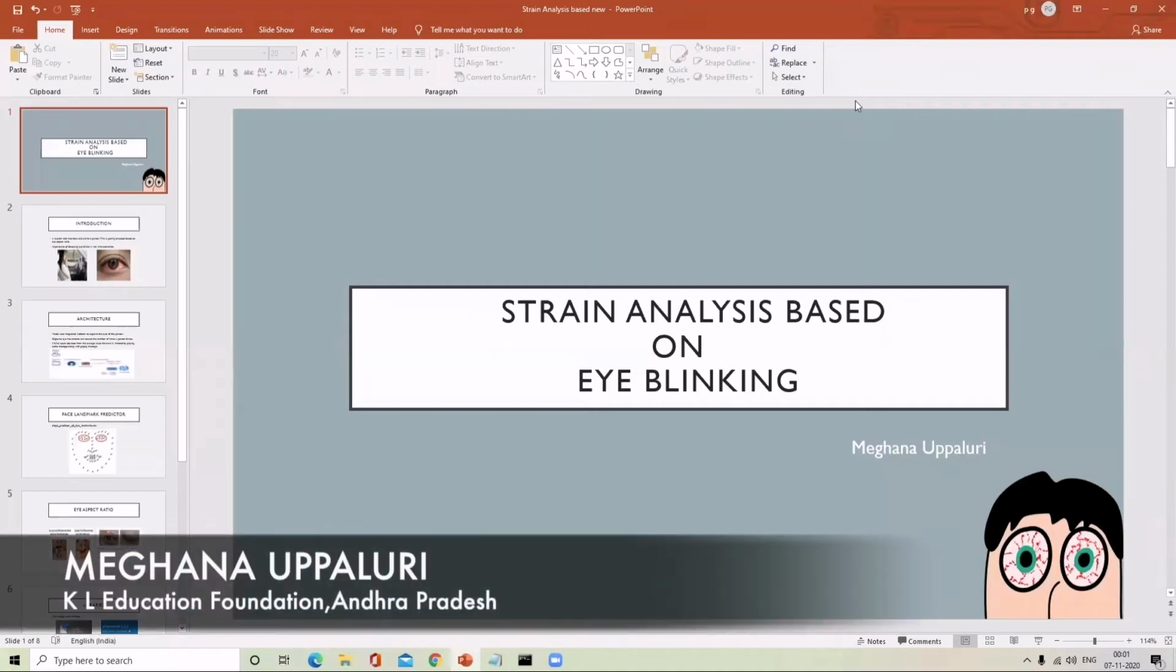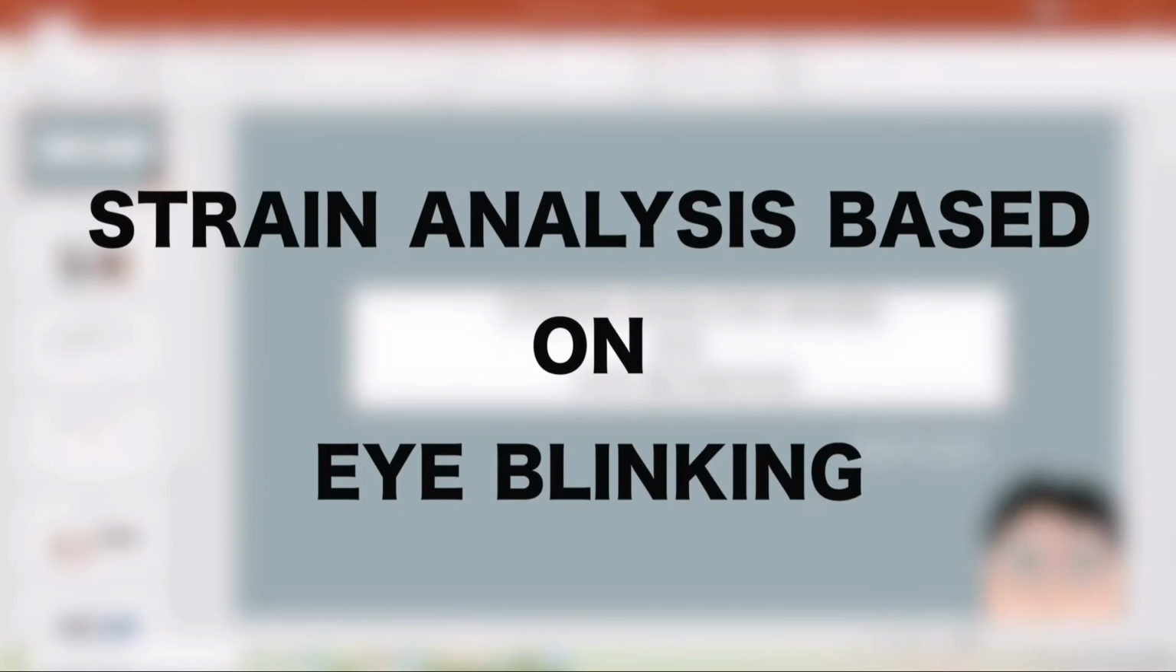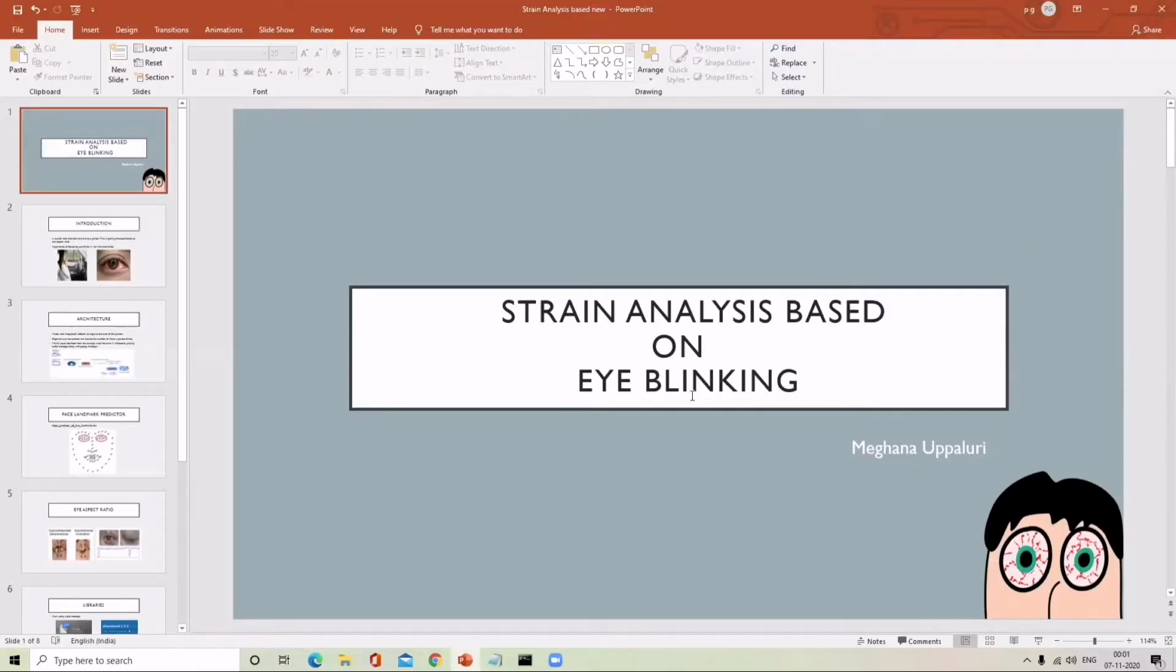Hi everyone, I'm Meghna and today I'm going to demonstrate the project called Strain Analysis based on eye blinking. It is a computer vision project and the technologies used are Python and OpenCV.